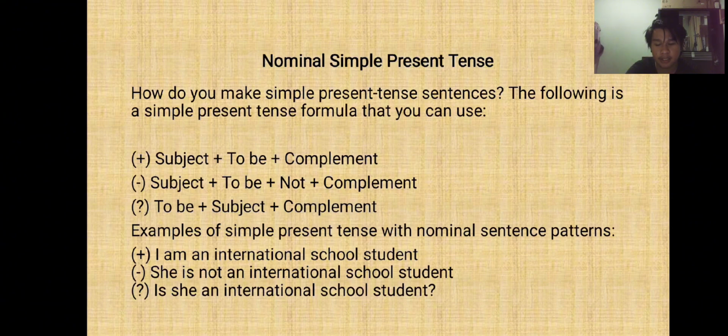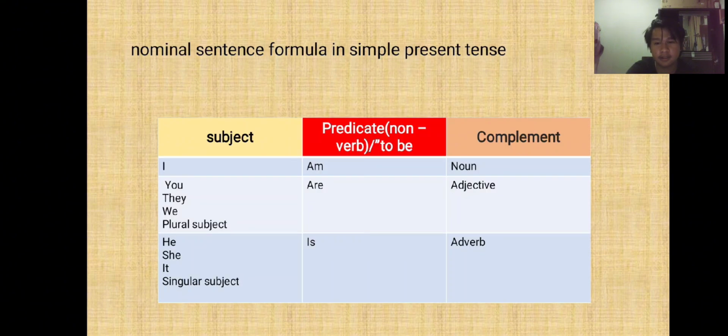Positive sentence: I am an international school student. And negative sentence: she is not an international school student. An interrogative sentence: is she an international school student? And this is a nominal sentence formula in simple present tense.